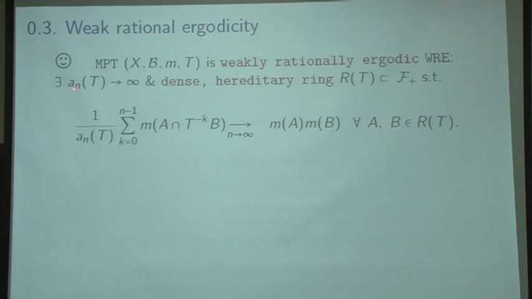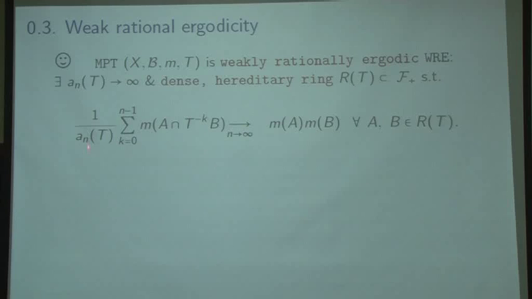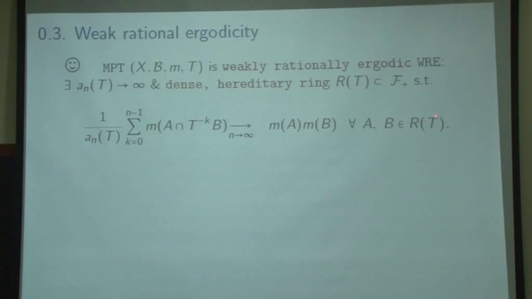Okay, so what do we want? We want that the measure of A intersection T minus k B, suitably normalized sums of these, tend to the right thing for every two sets A and B in the hereditary ring. So this kind of property exists in infinite measure. The reason we have to talk about a special hereditary ring is that another example of a hereditary ring would be all sets of finite measure, but this property will never be true in infinite measure with respect to all sets of finite measure. You have to take some subset, something like bounded measurable sets.